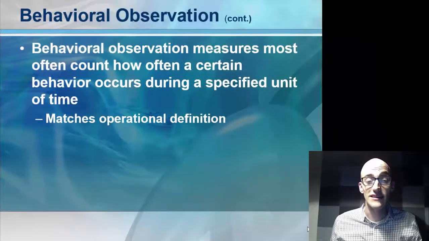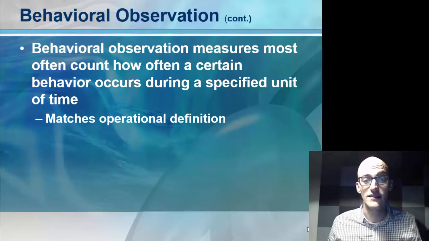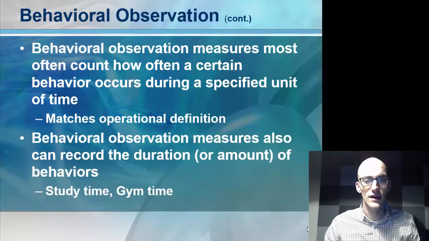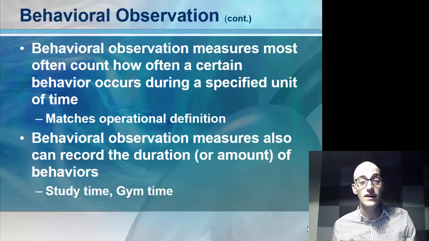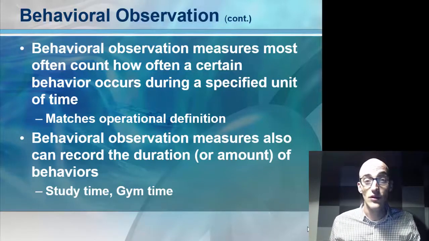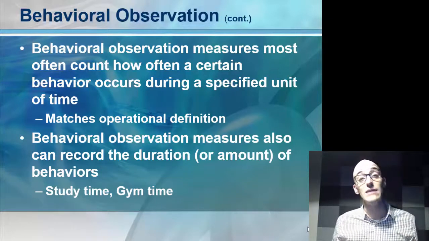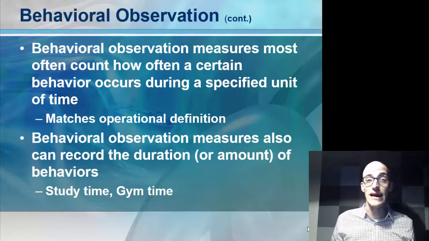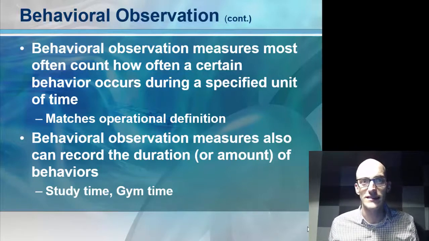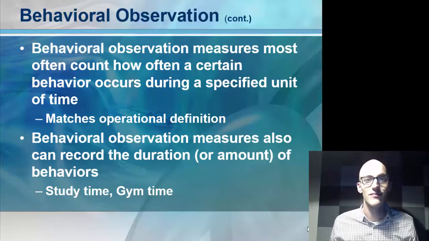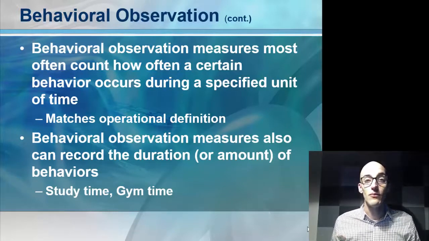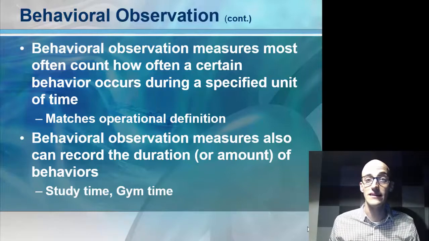So behavioral observation measures, again, count how regularly a behavior occurs within a specified period of time, and that matches the operational definition. So behavior observation measures can measure how often a behavior occurs or how long it occurs. An example of why you might want to measure how long it occurs: as opposed to saying how regular do you go to the gym, how much time you go to the gym is probably a little more accurate and valid, right? Because what happens if you go to the gym for 5 minutes? Is that the same as going to the gym for 2 hours? Obviously not. So it might be more valid to say how many minutes have you spent in the gym, right? Because that talks about duration as opposed to frequency.